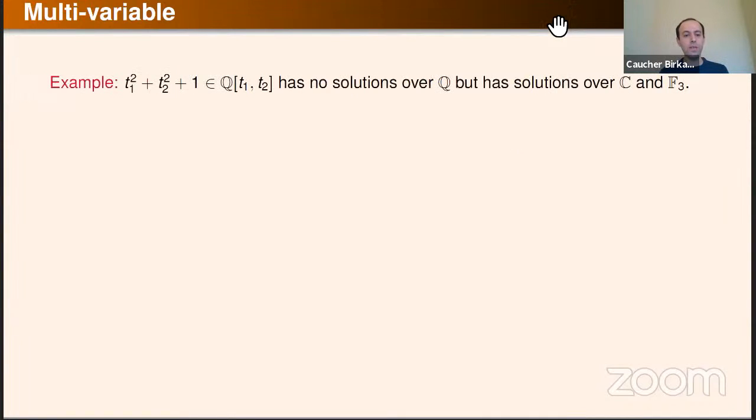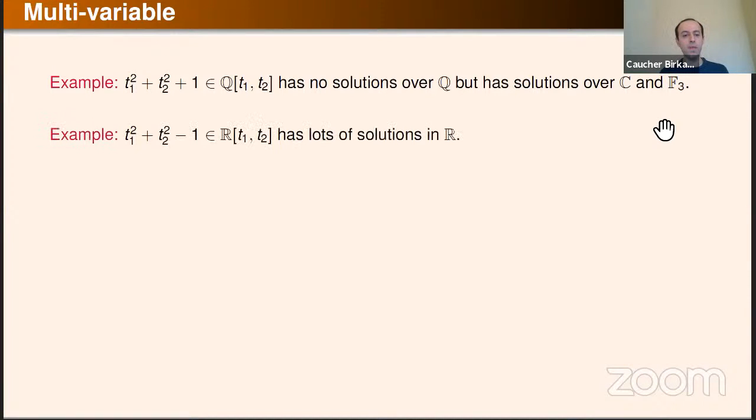But the question is, what happens if you have more variables, not just one? Well, then as you can expect, everything gets more complicated. But let's just look at some simple equations like this one, t1 squared plus t2 squared plus 1. This is a polynomial over the rational numbers. It has no solutions over Q or R, simply because these squares will always be non-negative. But it has solutions over C and also over a finite field like F3.